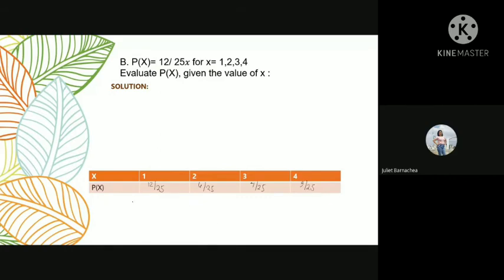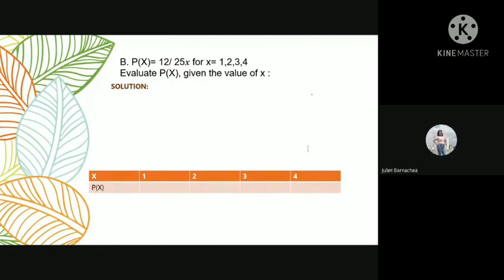First condition is the probability of x less than or equal to 1 but greater than 0. It's a yes. So second condition is the summation of the probability of x equals 1. Add natin. 12 over 25 plus 6 over 25 plus 4 over 25 plus 3 over 25.